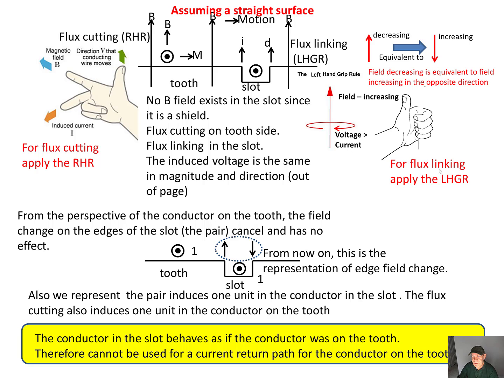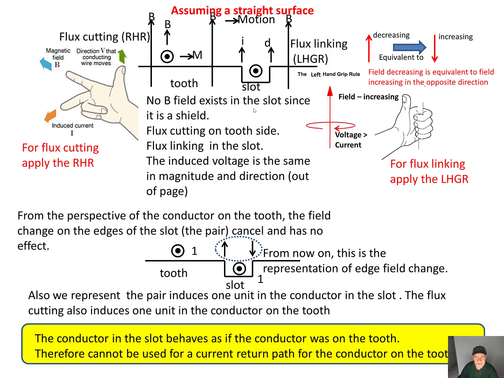So for flux linking, apply the left-hand grip rule. You grab the vector with your left hand, with the thumb pointing in the direction of the field increasing. So that's how you find it. Here in the slot, there's no flux cutting, but there's flux linking. Here, there's flux cutting, but the effect of flux linking, because this is increasing, effectively they cancel. So there's no effect on the tooth.